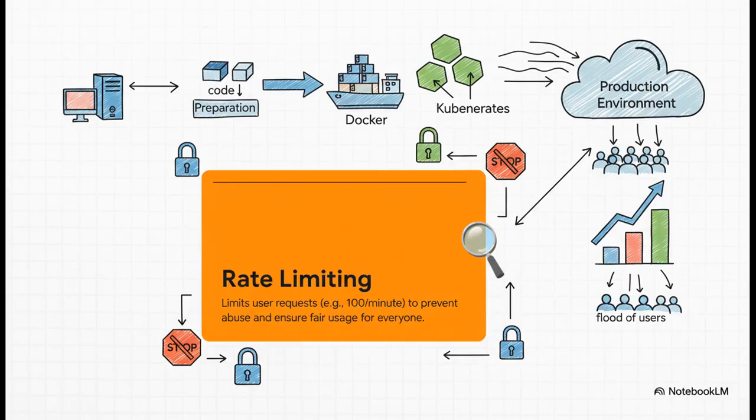Next, you need rate limiting. This is basically the bouncer for your API's nightclub. It stops any single user from totally hogging all the resources. You just set a cap, like, hey, nobody gets more than 100 requests per minute. This keeps things fair for everyone and protects you from all sorts of stuff, like runaway scripts or even malicious attacks.